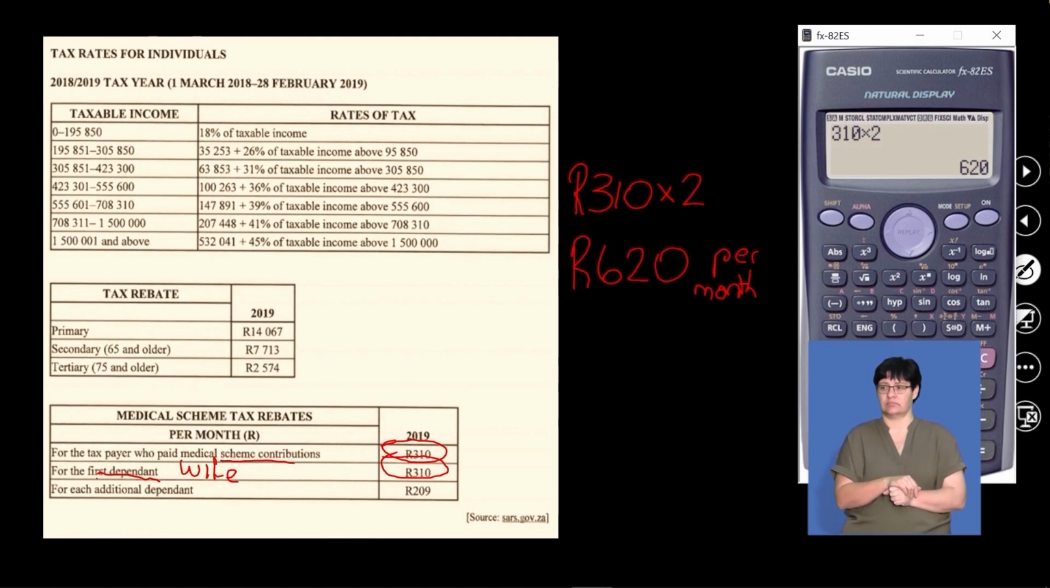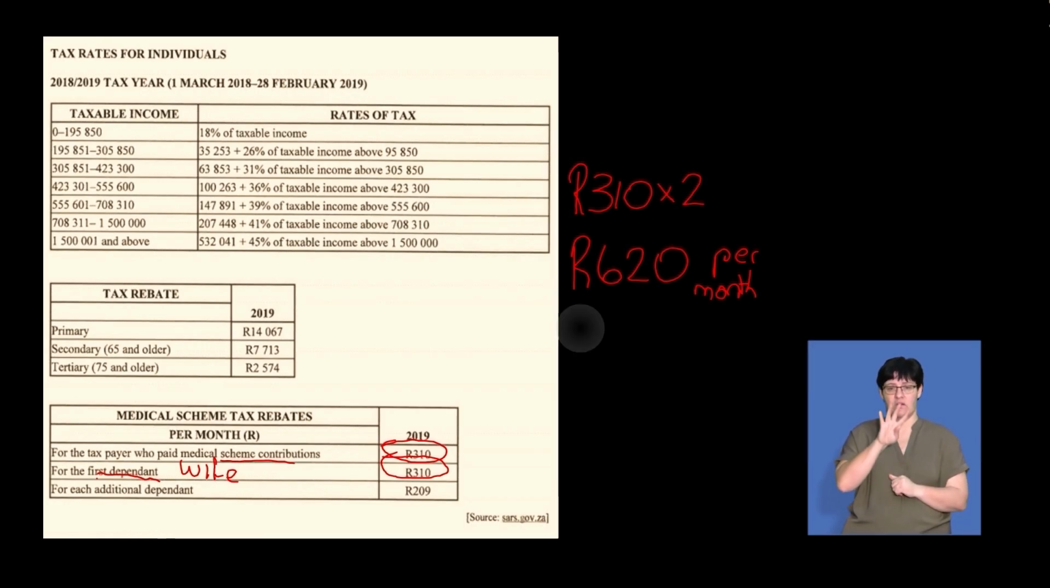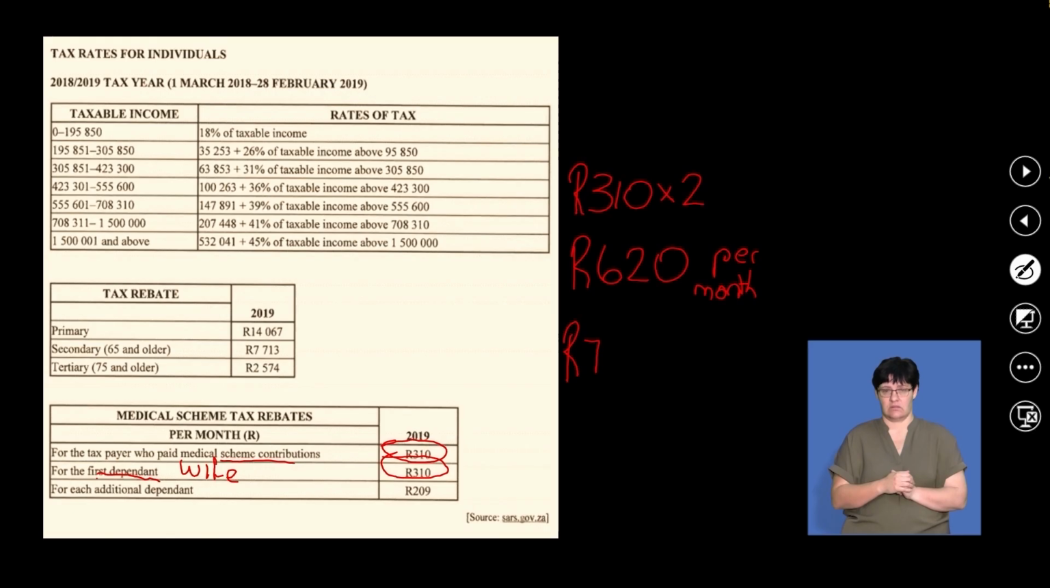So that was per month. We've got 12 months in the year, so times by 12 gives me 7,440. So it was 7,440 Rand. That's the rebate that he gets for the medical aid.